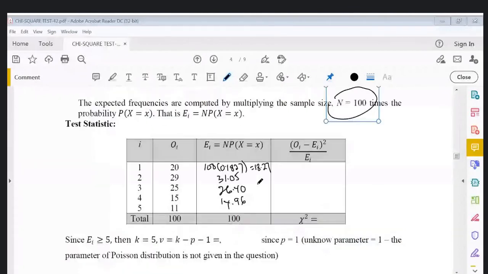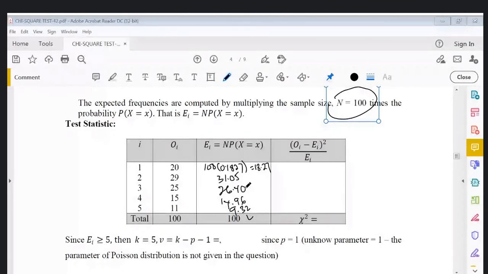9.32. If you total this one, we can get 100. When this is 100, your calculation is correct. If it is not the same, you must check. After that, try to calculate this one.